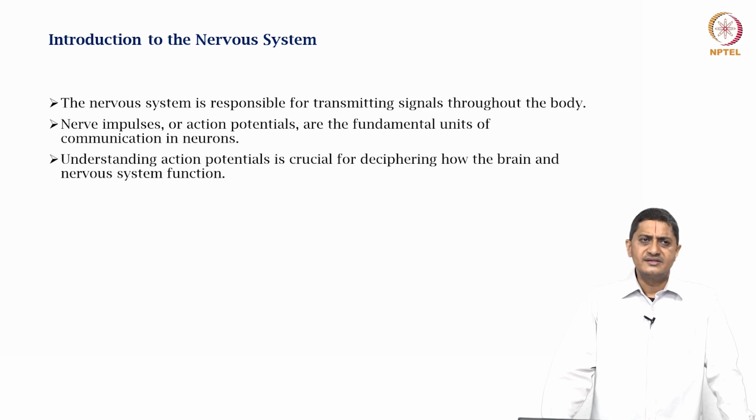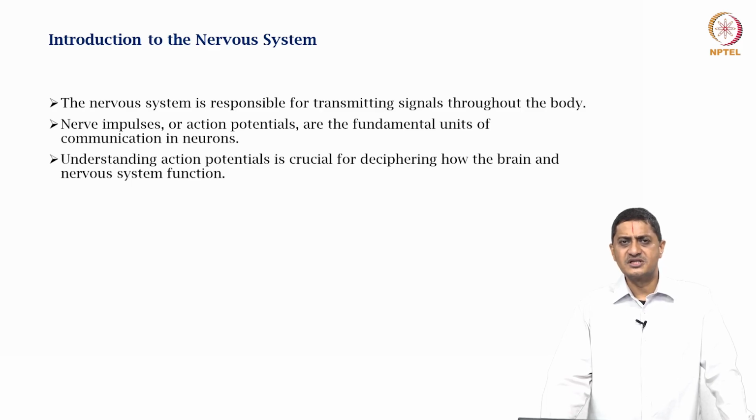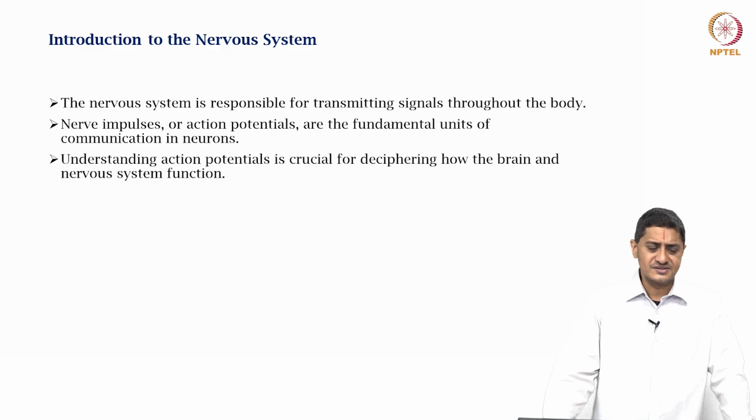What we know is that the nervous system is responsible for transmitting signals throughout the body, essentially responsible for communicating information between different parts of the body, between different regions. Nerve impulses or action potentials are essentially the fundamental units of communication in neurons. How does this fundamental unit of communication happen?